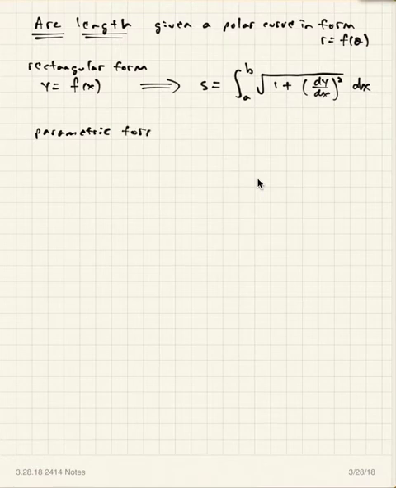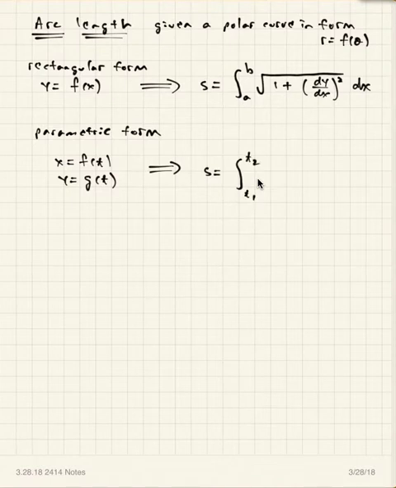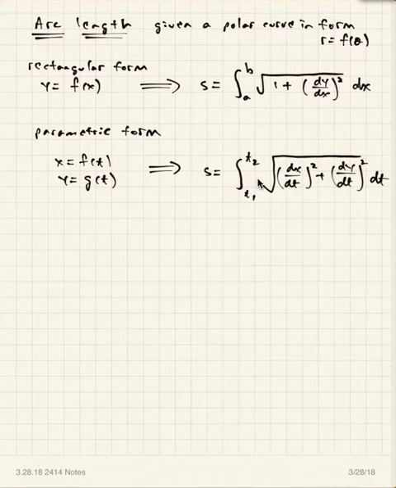The parametric form is if you're given that x is some function of t and y is some other function of t. In other words, x and y are expressed parametrically. When you're given a set of equations like that, then the arc length would be the integral from one parameter value to the next, from t1 to t2, of the square root of (dx/dt) squared plus (dy/dt) quantity squared, dt. Right, and so this is the parametric form for arc length.